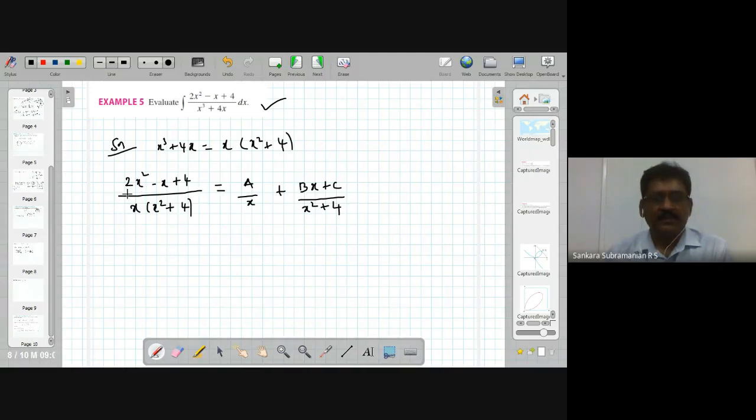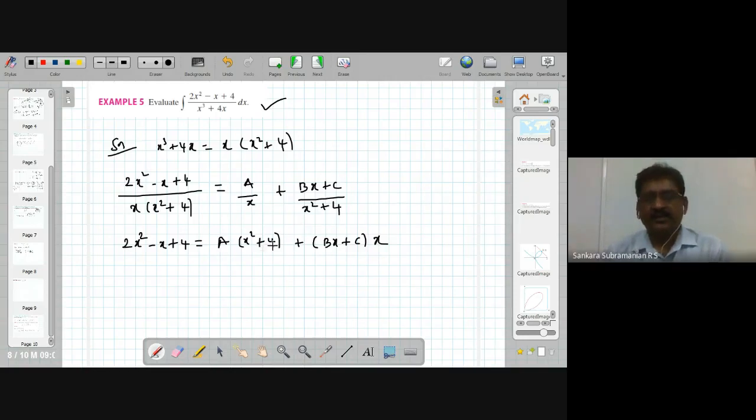Before that, you have to multiply the denominator term x into x square plus 4 on both sides. You get 2x square minus x plus 4 on the left-hand side. If you multiply this term, x and x will get cancelled. You will be left with a into x square plus 4. And here you will get bx plus c, since x square plus 4 will be cancelled, you will be getting x. So this is your main equation, wherein you have to find a, b, c.